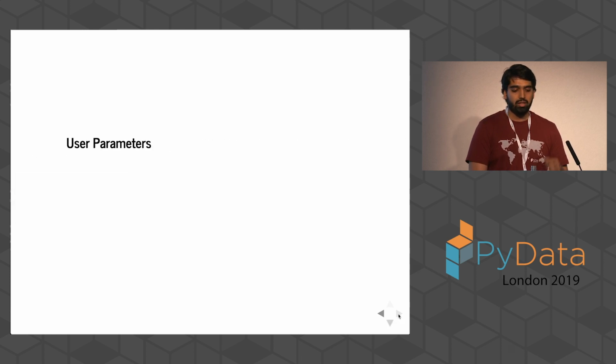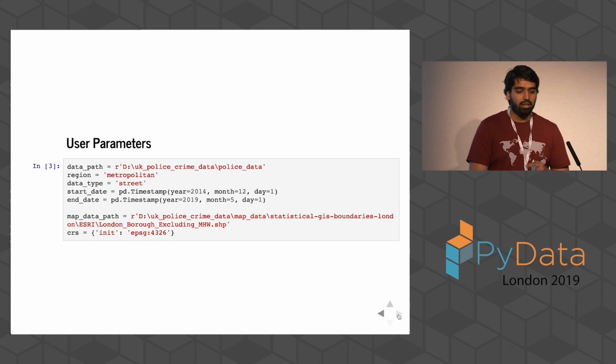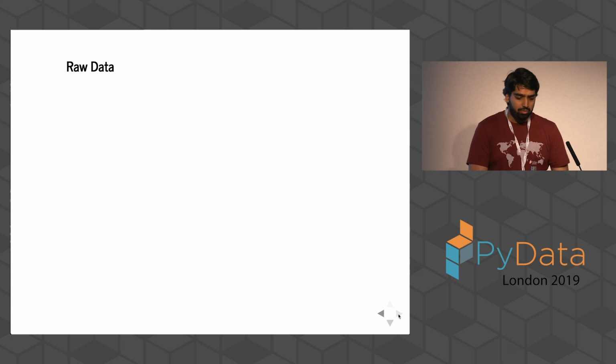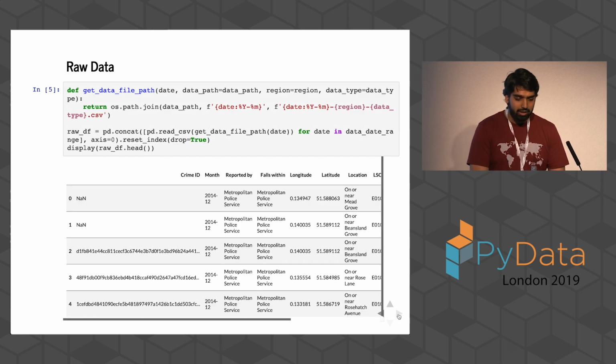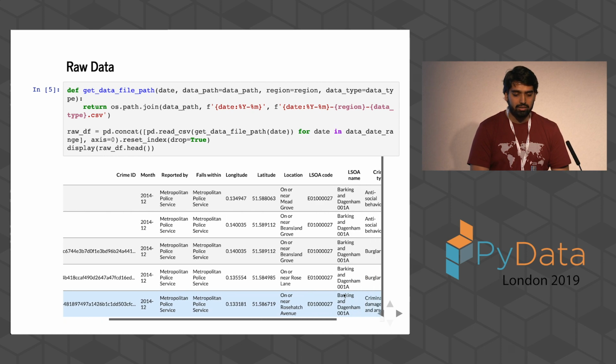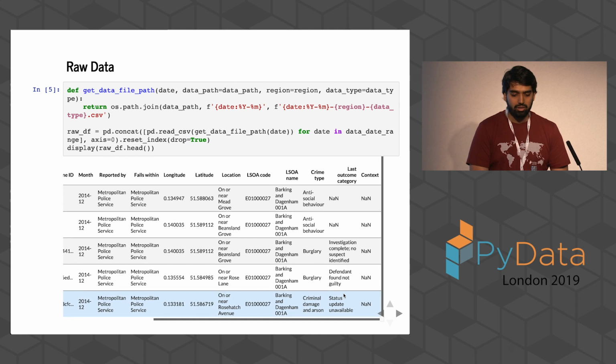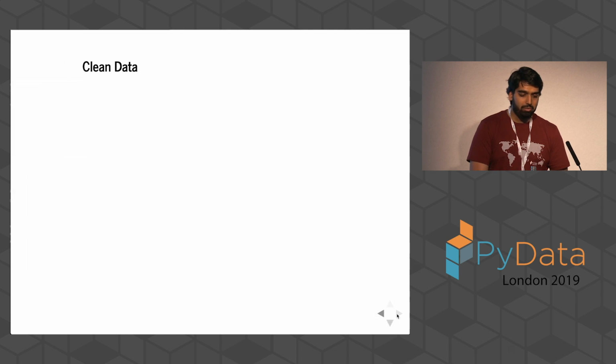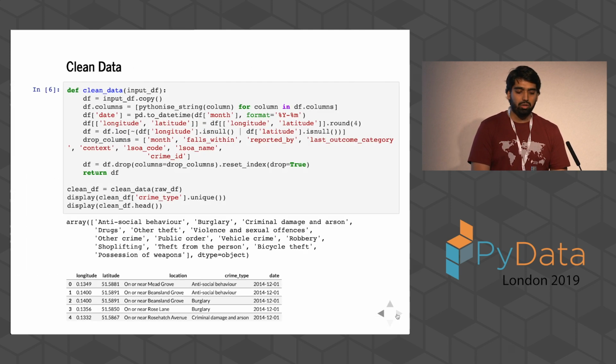So, user parameters: wherever you store the data, which I have a script for as well for downloading the data, it's just not in here. What's the region, what kind of data type it is, and what are the start and the end dates. So this is what the raw data looks like. There's some crime ID, there's month, reported by, which is the police service, longitude, latitude of the street, location, some codes, and the crime type. Then we clean the data and make it look a bit nicer. We only want certain things, at least in this specific case: the longitude, latitude, the crime type, and the date.